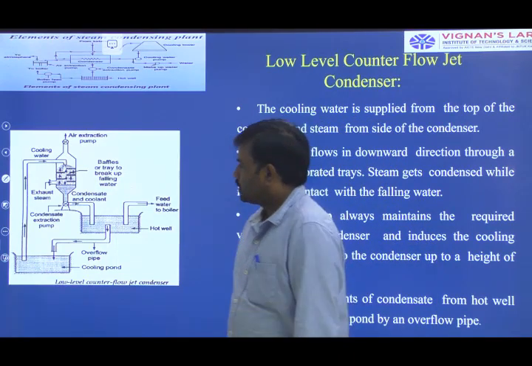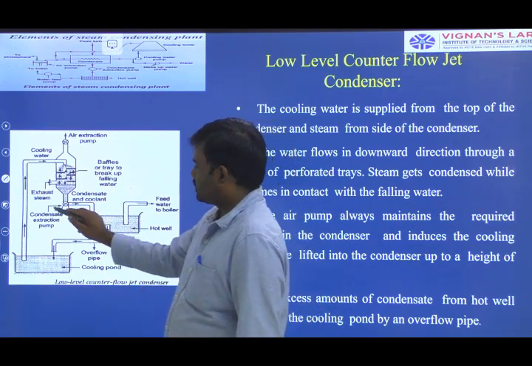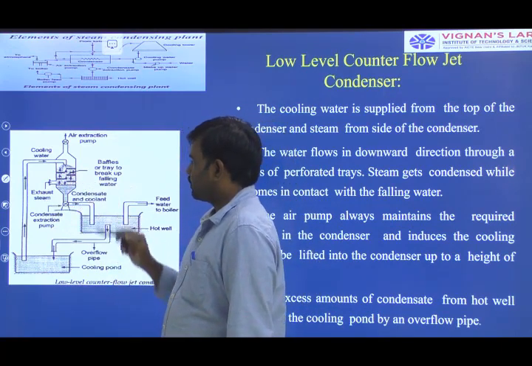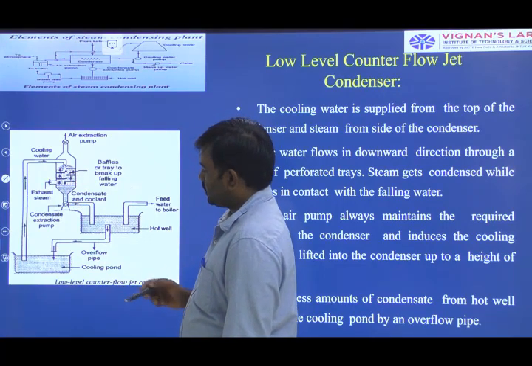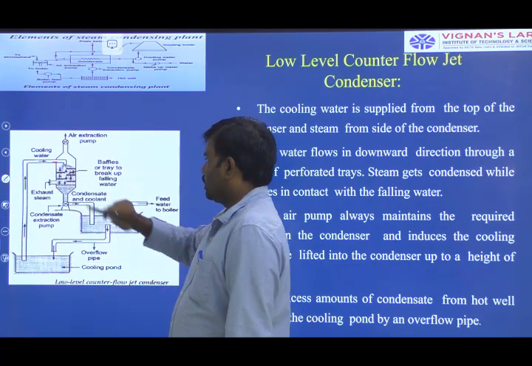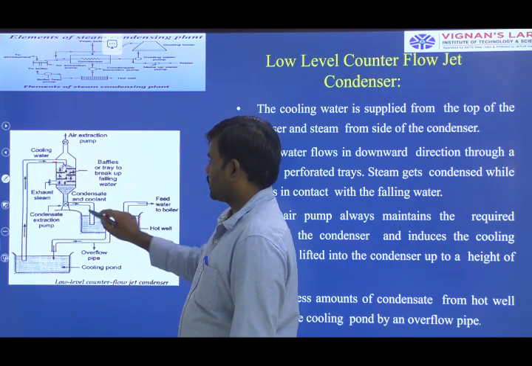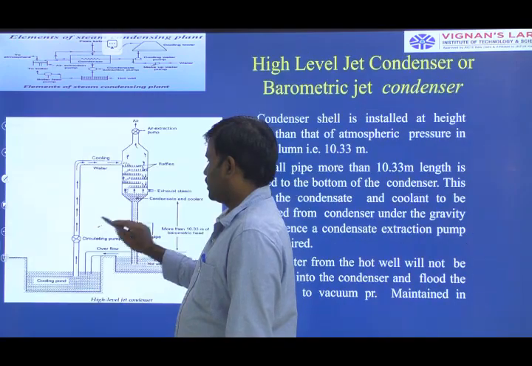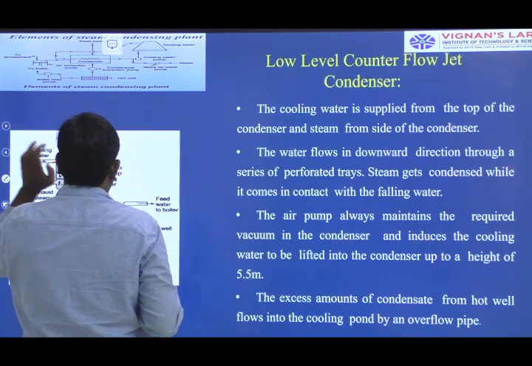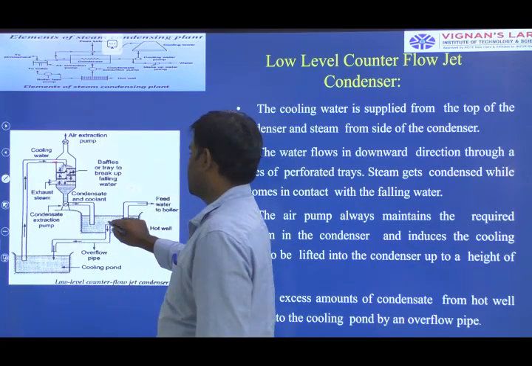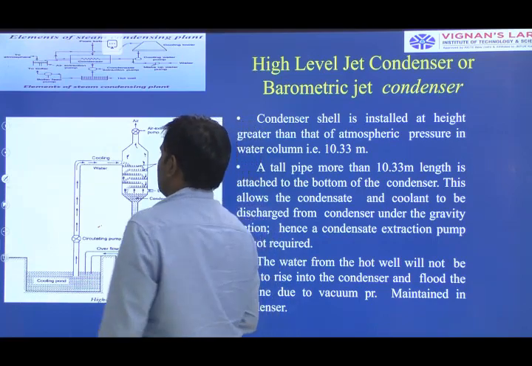In this arrangement you can observe the exhaust steam enters from the steam turbine into the steam condenser, and we are introducing the water. Both mix inside the condenser section. After that, the condensate is collected in the well as hot water. That hot water we send to the boiler section.